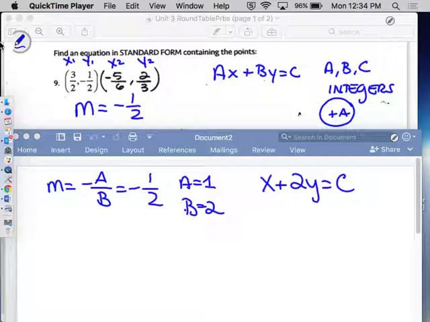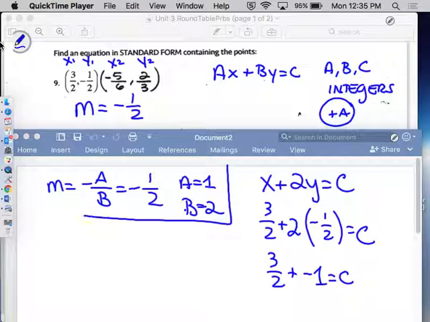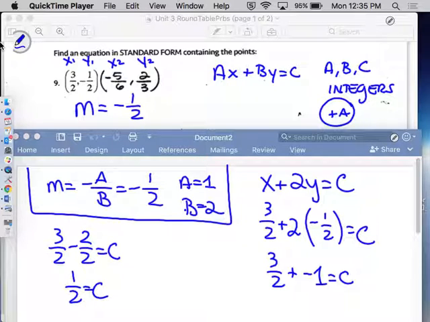And now my job is to figure out what C is, so I can take either ordered pair, and I'll just go with x sub 1, y sub 1. So if x is 3 over 2, y is negative 1/2. So I have 3 over 2, and let's see, that's going to be negative 1. And I'll move over here for more space. So that means that I have 3 over 2 minus 2 over 2 equals C, therefore 1/2 is C. So I know that A is 1, B is 2, and C is 1/2.